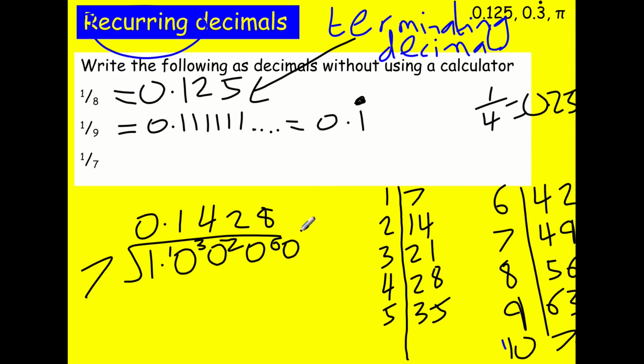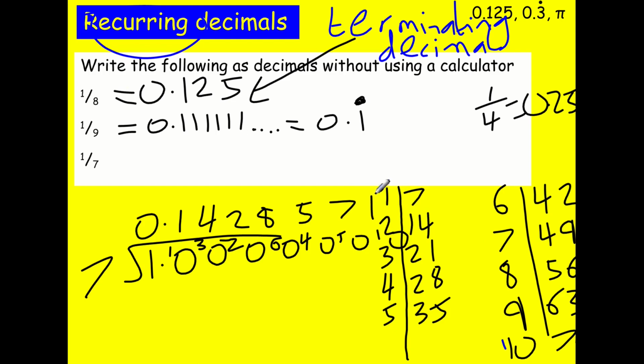Sorry, bear with me. 7s into 40 are going to go 5, remainder 5. We don't have a repeating pattern yet, so we have to keep going. 7s into 50 go 7, remainder 1. 7s into 10 go 1, remainder 3.